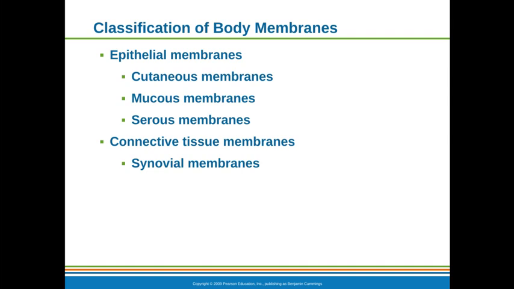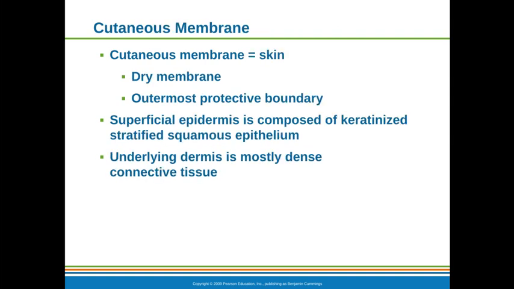So when we classify them, we have two major groups, the epithelial membranes and the connective tissue membranes. Epithelial containing the cutaneous, mucous, and serous, and the connective including the synovial. We're going to talk in detail about each of these now. So the cutaneous membrane being the skin, this is a dry membrane. It's the outermost protective boundary of the body.